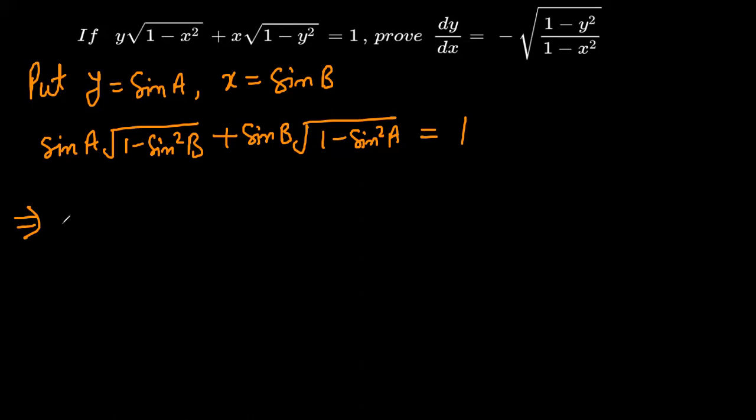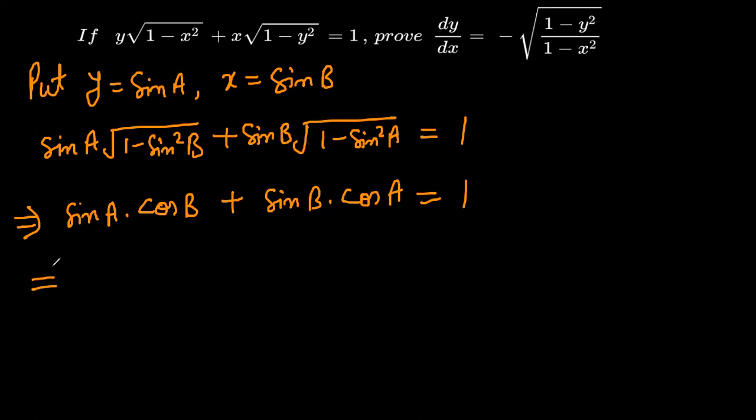This can be written as sine A as it is. 1 minus sine square A is cos square A, and the square root of cos square A would be cos A. So we can write directly, this thing is cos B. 1 minus sine square B is cos B, and plus sine B as it is, and this is cos of A, is equal to 1.